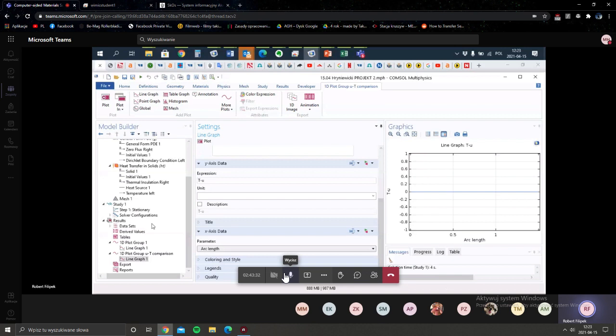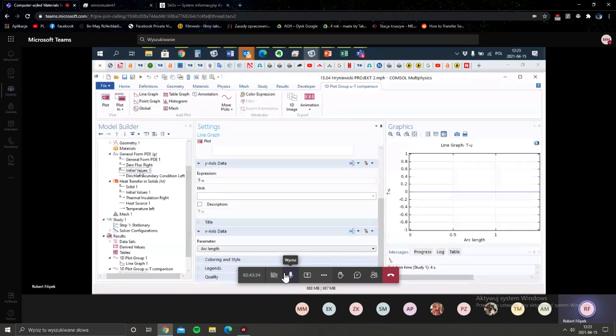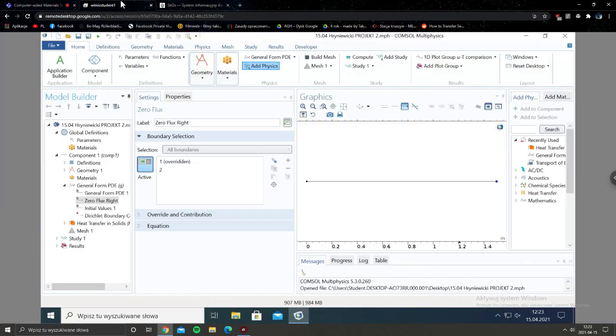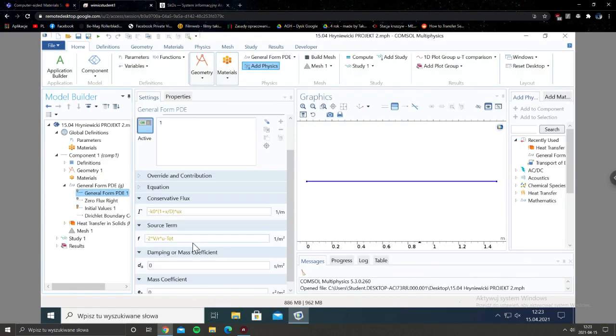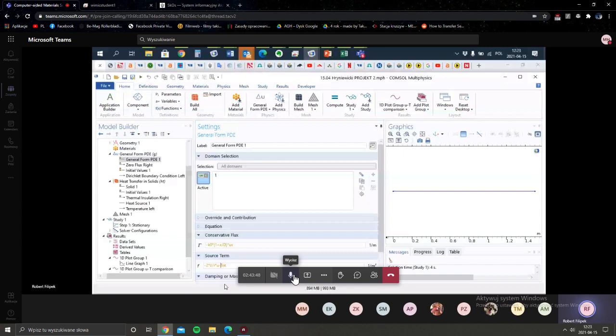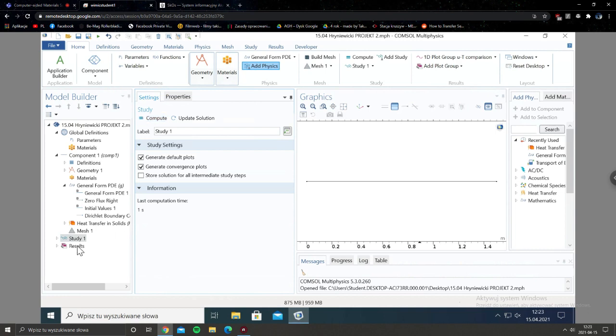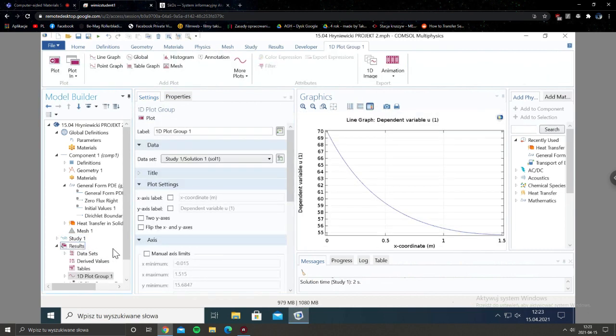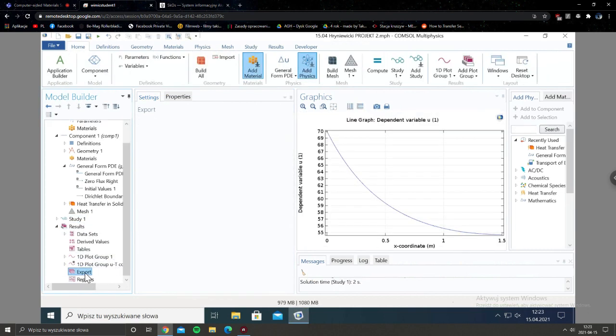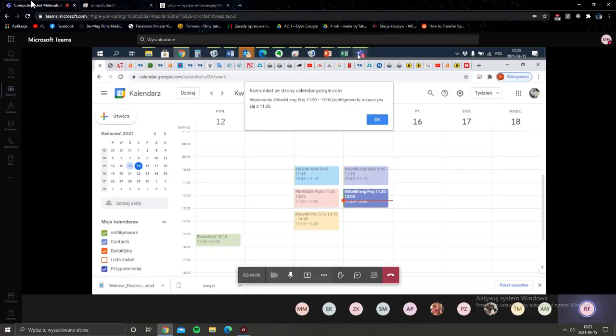So here in the definition of the source term, there was no bracket here. Can you see? There should be a bracket here. All right. So I close this project now.